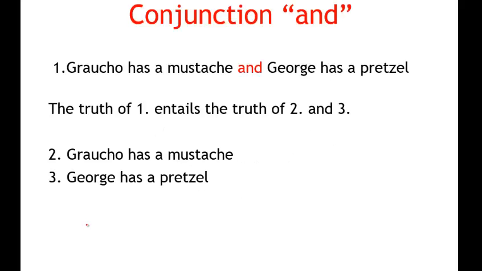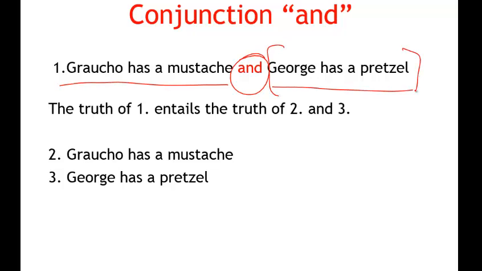We're going to be talking about AND, as we've seen already. AND is the operator that holds together the two parts of the sentence, or parts of the conjunction. A conjunction is a joining together of two declarative sentences. Declarative sentence 1 here is Groucho has a mustache. Declarative sentence 2, George has a pretzel.